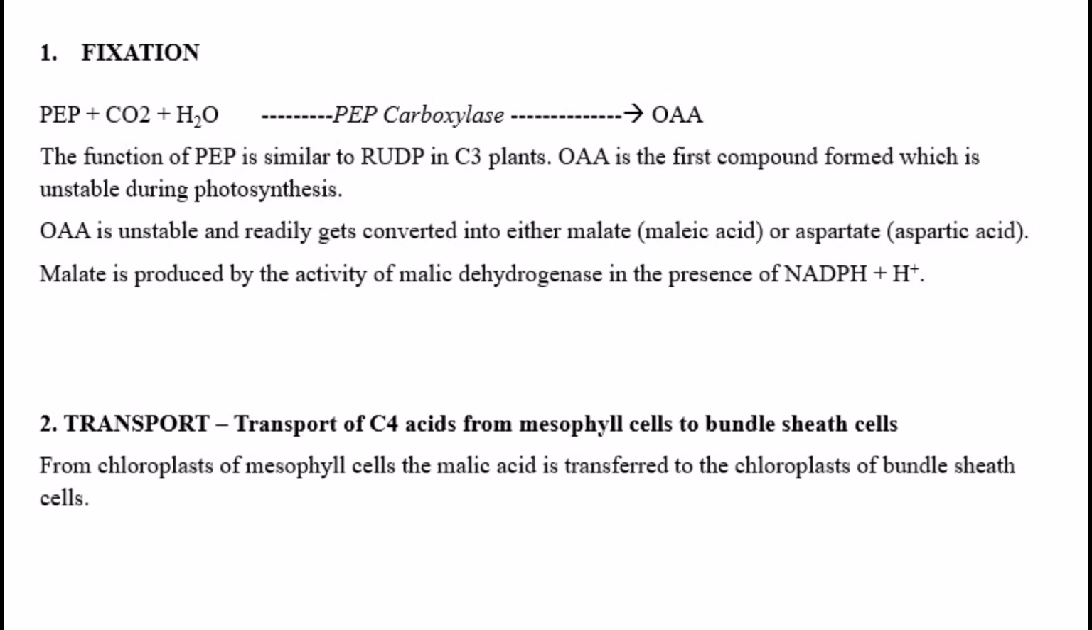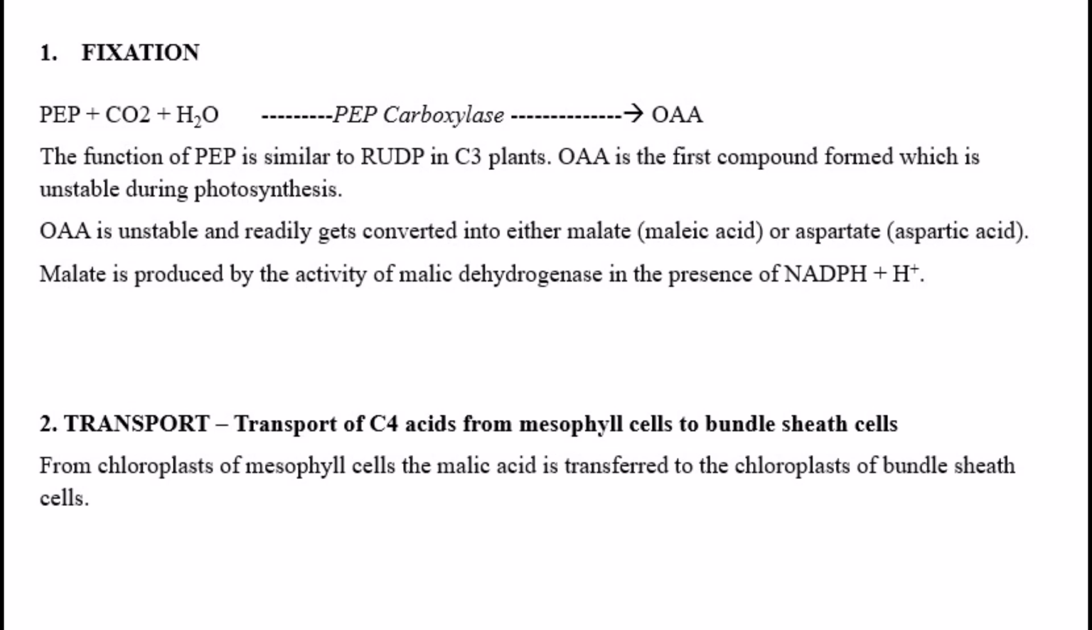In the first step, that is fixation, carbon dioxide is fixed by phosphoenol pyruvate in the presence of water and the enzyme PEP carboxylase to give rise to oxaloacetic acid. Oxaloacetic acid is the first compound formed, which is unstable and hence it readily gets converted into either malate or aspartate. Malate is produced by the activity of malic dehydrogenase in the presence of NADPH plus H plus ions.